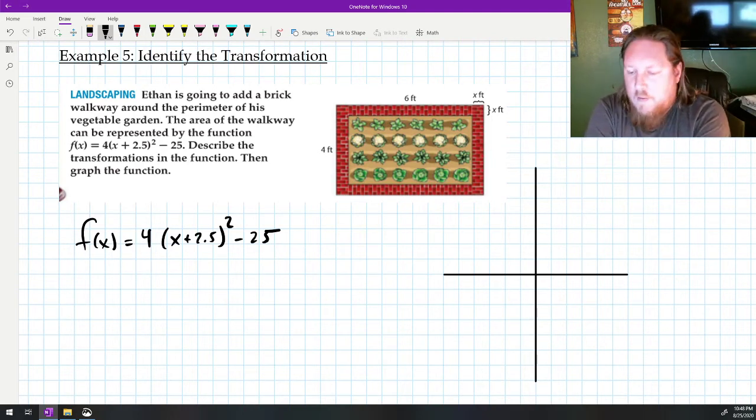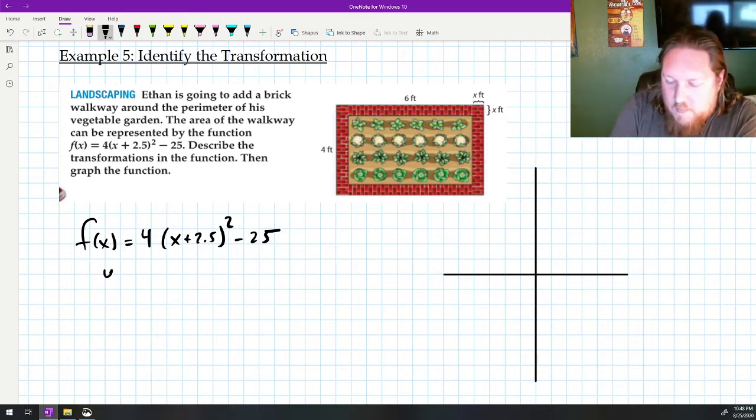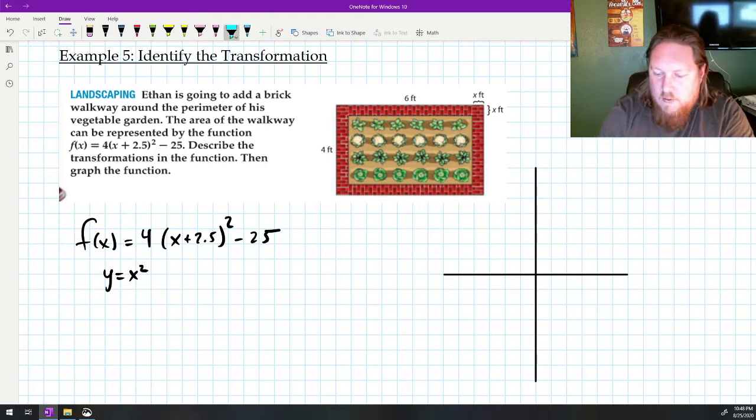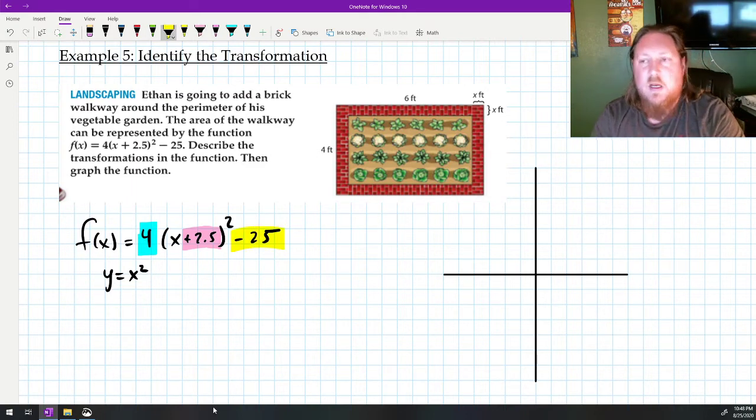So, for me, I can see right away this is all based off of a quadratic. What's changing about it? There's three different things. There's this 4 getting multiplied on the outside. There's this plus 2.5 inside. And there is the minus 25 on the outside. So each one of those is doing something to this parent function.